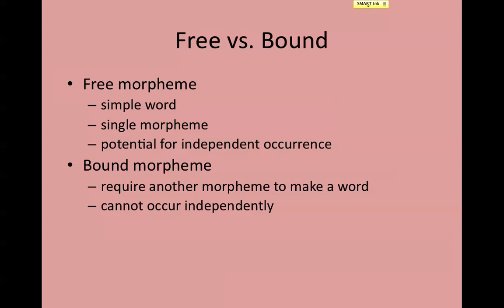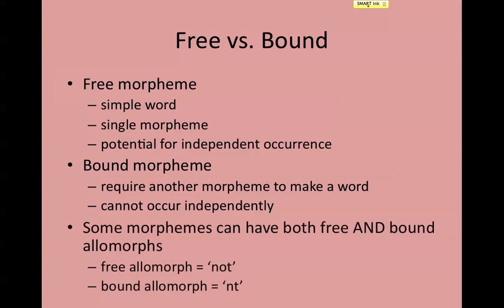So for example, a bound morpheme might be the s. The third person singular morpheme, s, cannot occur independently. If I say s, you don't know what I'm talking about. But if I say eats, then you know the meaning of the s, which means third person singular in the present tense. So the s requires another morpheme, such as eat, to make a word. So that is a bound morpheme.